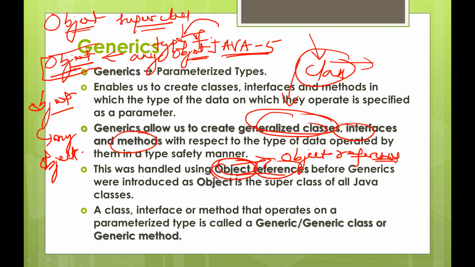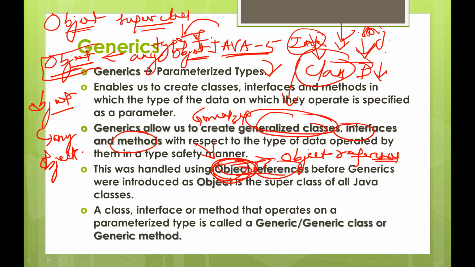Objects, okay. So using these object references, we used to create generalized classes which can operate on any data type. For example, if I want to operate on integer, we can pass an integer argument and work on that integer object. If you want double, we can work on a double object. Similarly, for strings, we can work on strings.